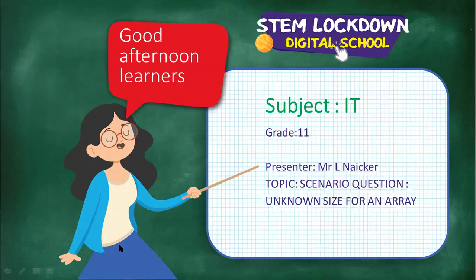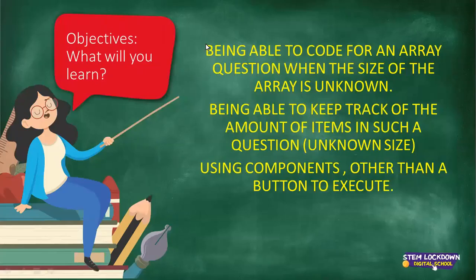So, objectives: what will you learn by the end of this lesson? Hopefully you will figure out how to code for an array when the size of the array is unknown. That's the emphasis today. When the size is unknown, you should also be able to track the amount of items, figuring out the number of items that were stored in the array.